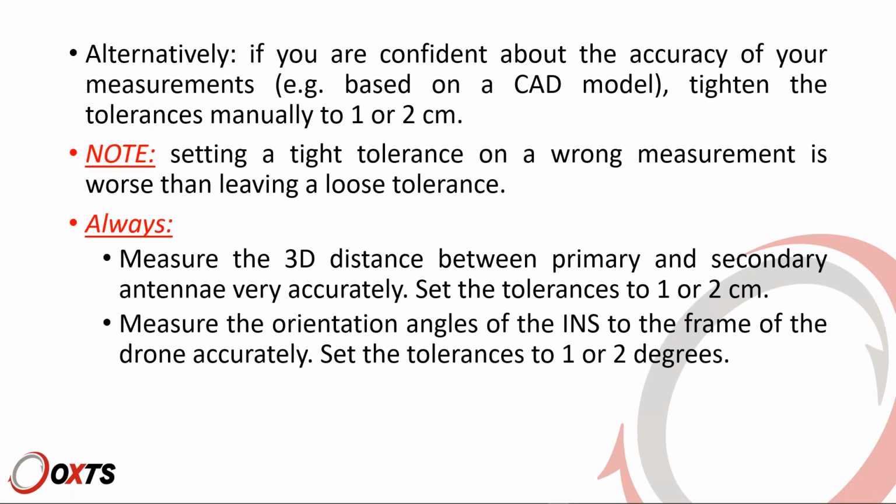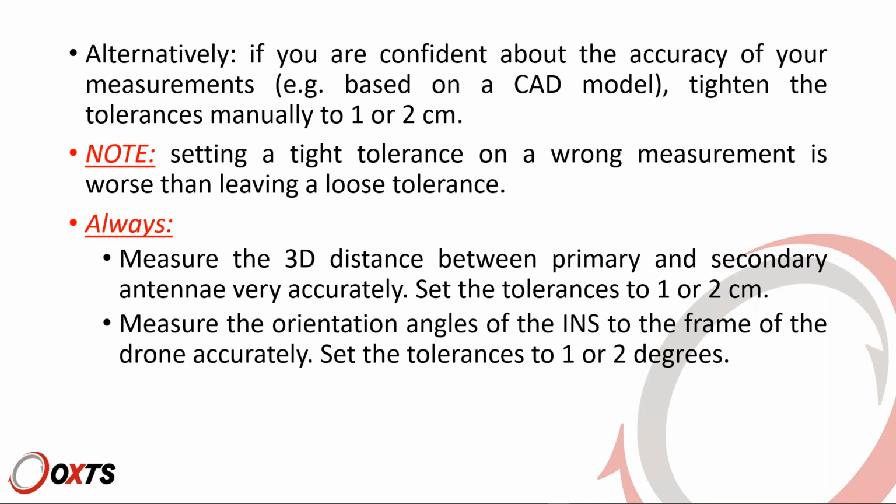Alternatively, if you are confident about the accuracy of your measurements because you have a CAD model, for example, like you built a mounting and you know exactly where everything is and how distant things are, you can tighten your tolerances manually. But always keep in mind that setting a tight tolerance on a wrong measurement is worse than leaving that tolerance loose. You better have some uncertainty rather than having a sure error. So do not tighten the tolerance if you are doing this manually beyond a reasonable certainty.